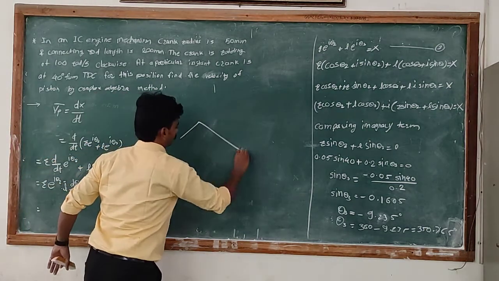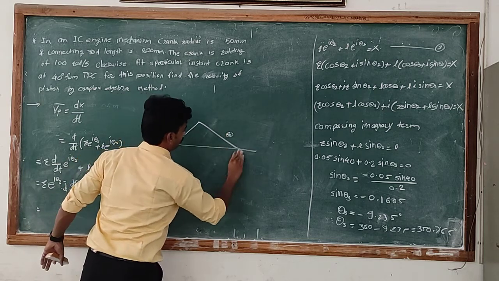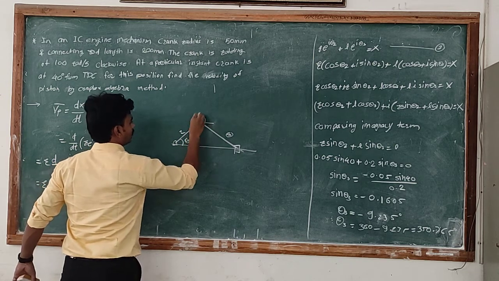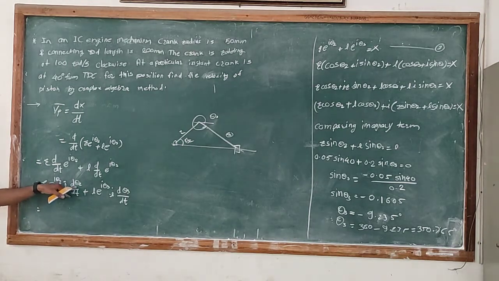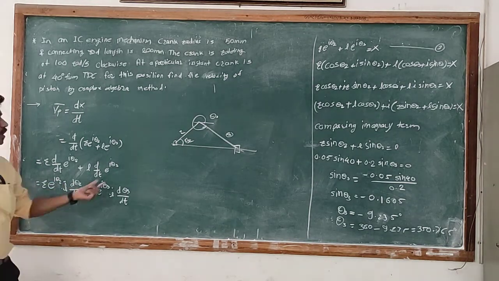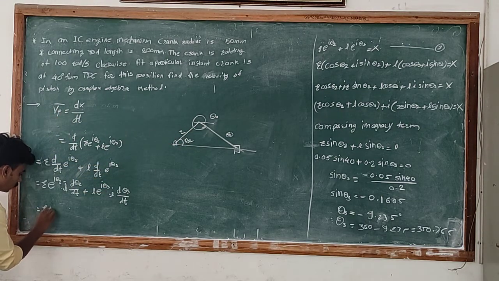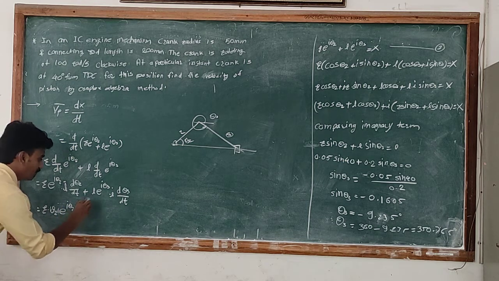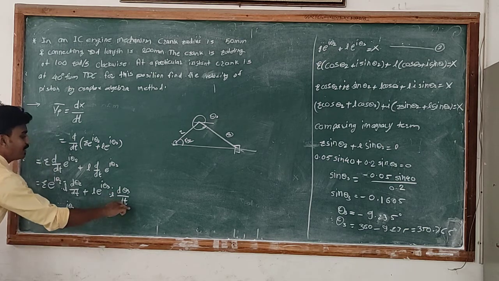Suppose this is my mechanism, this is limb number 2, this is limb number 3. Here this angle is theta 2, here is angle theta 3. So dθ2/dt is the angular velocity of this limb, that is omega 2. So it is equal to r into omega 2 into i into e raised to i theta 2, plus L into dθ3/dt.